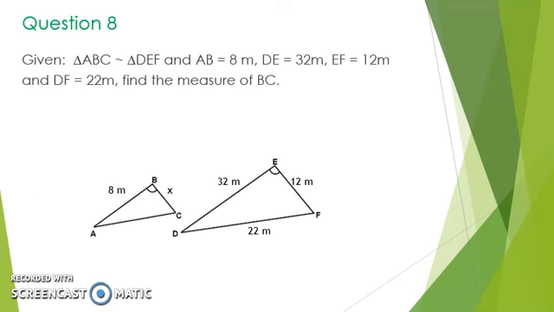Question number 8. Given that triangle ABC is similar to triangle DEF, and AB is 8 meters, DE is 32 meters, EF is 12 meters, and DF is 22 meters, find the measure of BC.